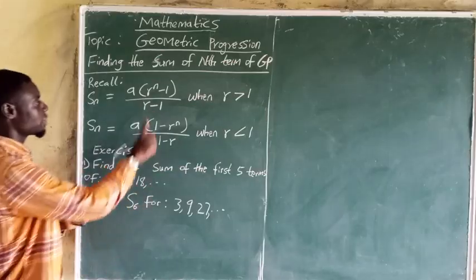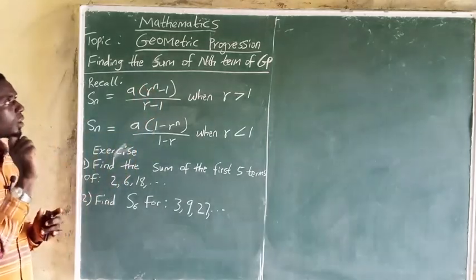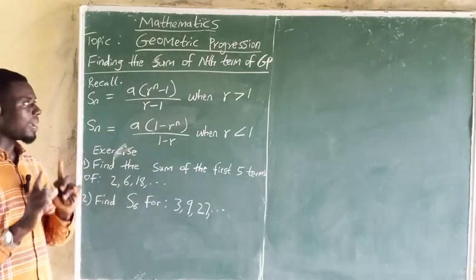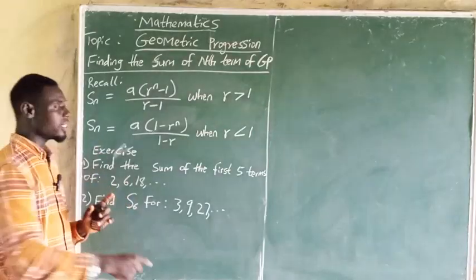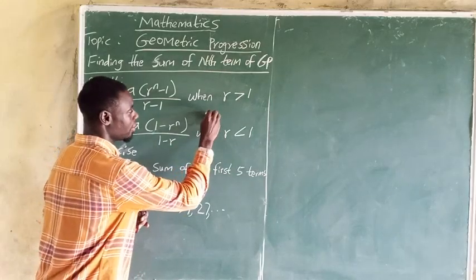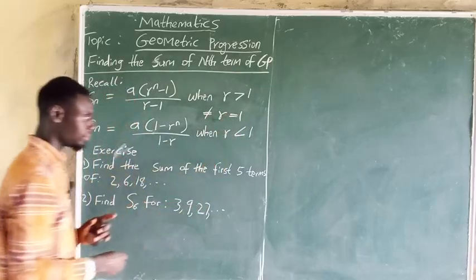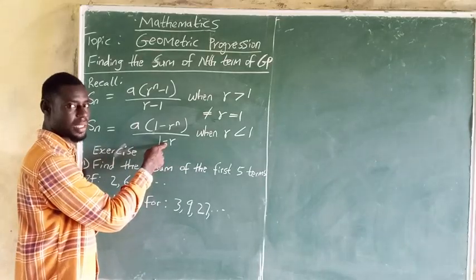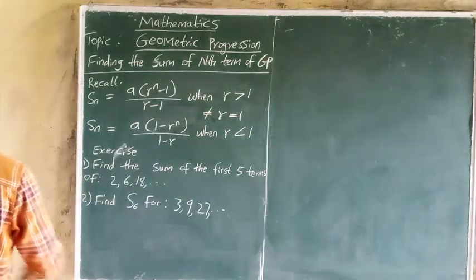Recall, we are going to be using these two formulas to solve any problem concerning the sum of the n terms of a GP. The two are almost the same. The difference is that one is for when R is greater than 1, and the other is for when R is less than 1. But R can never be equal to 1. What I'm trying to say is that if you put the common ratio as 1, the denominator will give us an undefined solution.